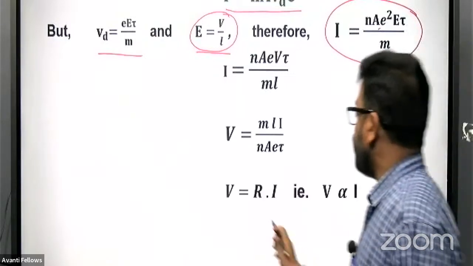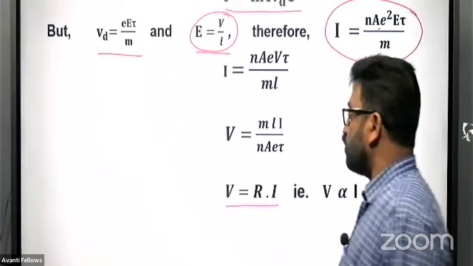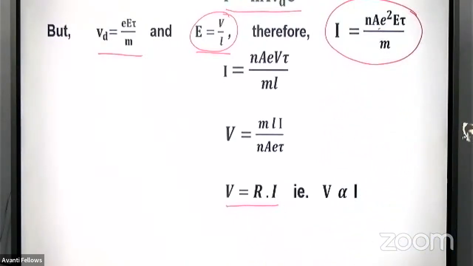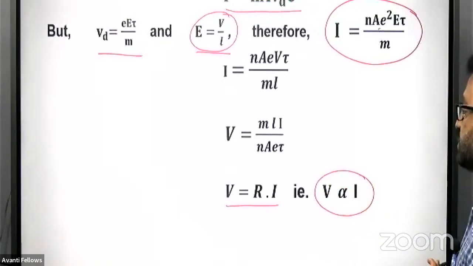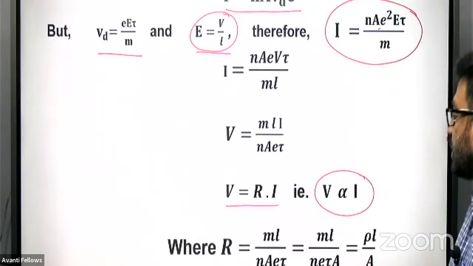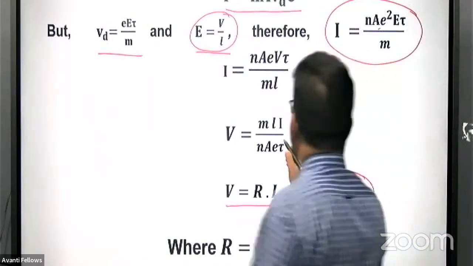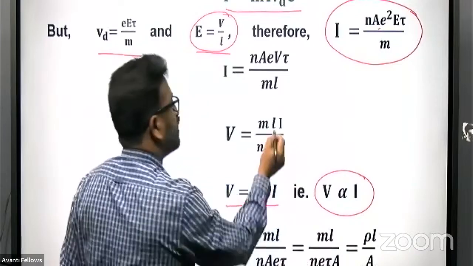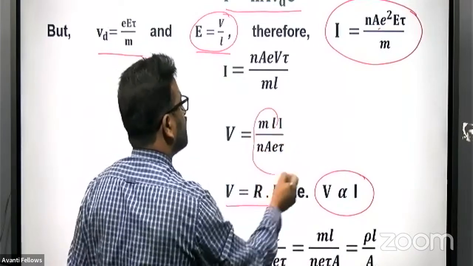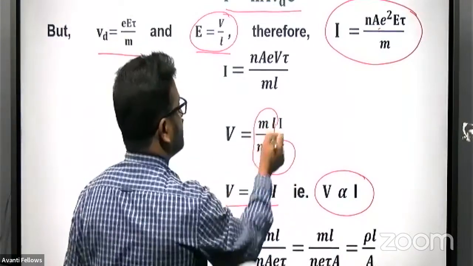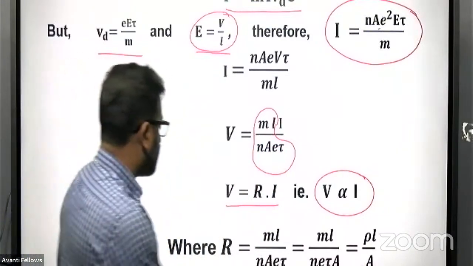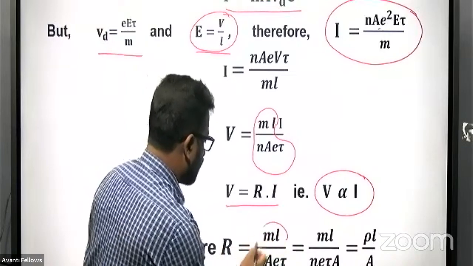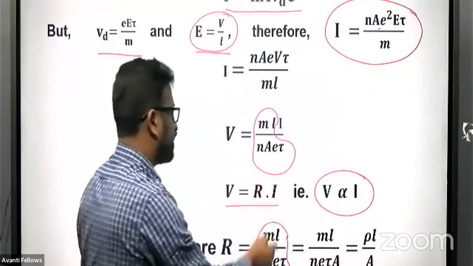Now we know that V equals R into I from Ohm's law equation. V proportional to I from Ohm's law equation. Then we can write R equals, see, in this equation, when we compare these two equations, this can be taken as m L by n A e square multiplied by tau. So that can be taken as R. These two are similar.